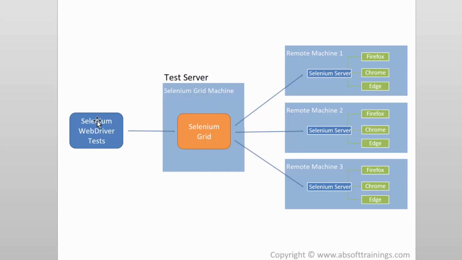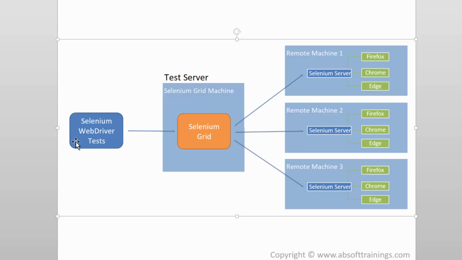So we have our test cases here. We are going to send those test cases to Selenium Grid, so that Grid is going to distribute that. We can have different machines: remote machine 1, remote machine 2, remote machine 3. All these machines are Selenium WebDriver nodes, so on these machines we have Selenium WebDriver up and running. Then here we have our test server, on which we have Selenium Grid up and running.